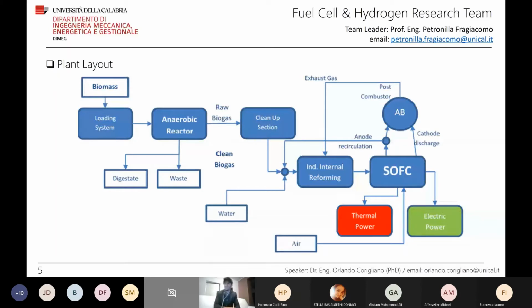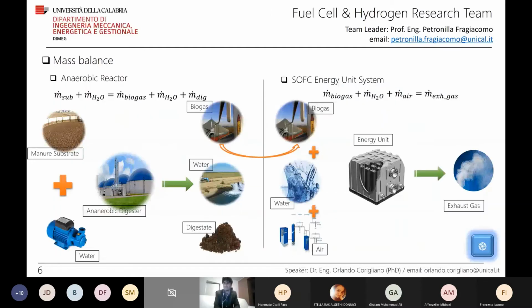The theory and calculation starts from assessing the mass and energy balance of the system in order to understand the variables involved and so optimize them. As for the reactor, the substrate is treated with water to be pumped into the digester. The output is biogas, digestate separated from water. The same biogas is then fed to the fuel cell with water and air to have exhaust gas, which is mainly steam with carbon dioxide.